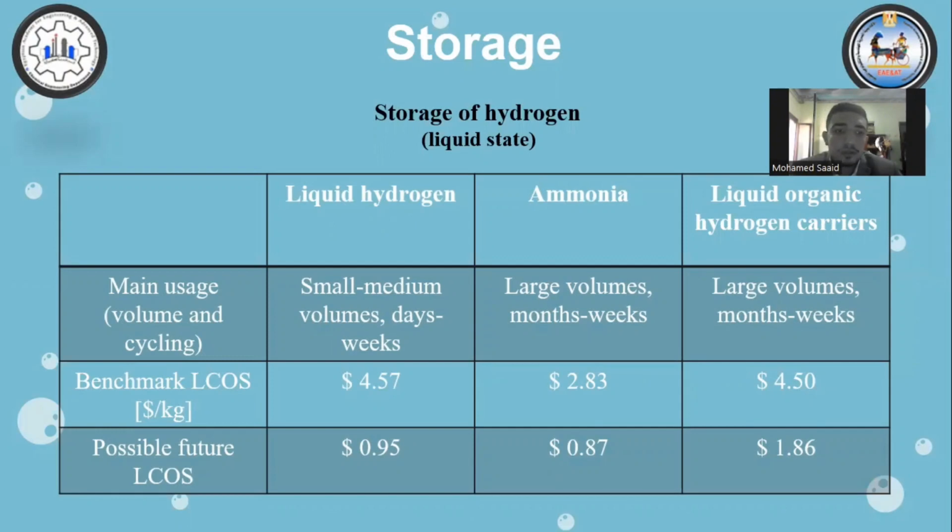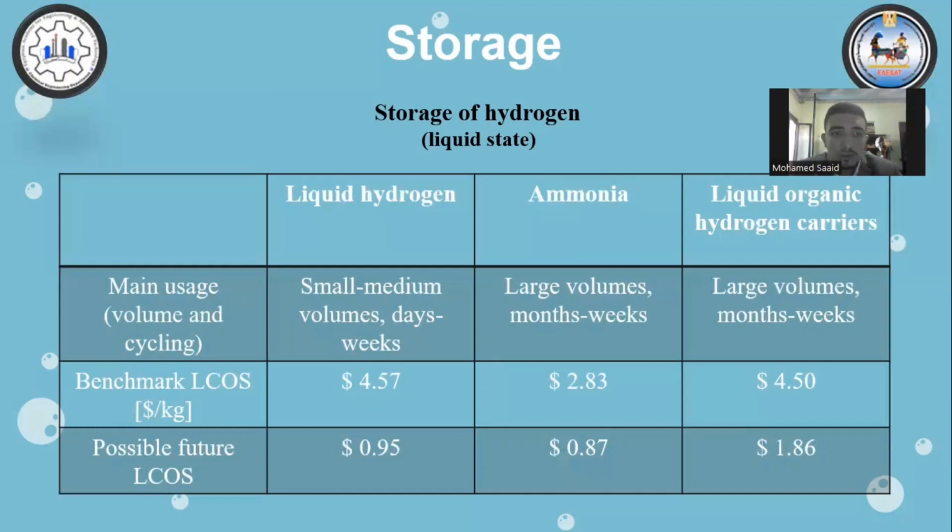The benchmark of LCOS for liquid hydrogen is $4.57 per kilogram of green hydrogen. For ammonia, it will be $2.83 per kilogram. For liquid organic hydrogen carriers, it will be $4.5 per kilogram.